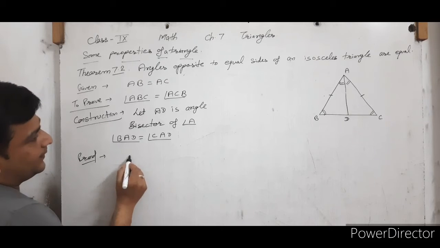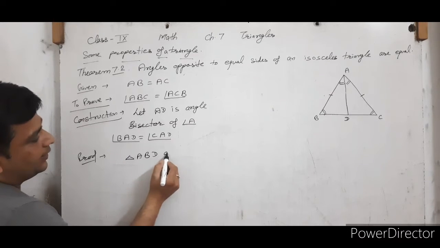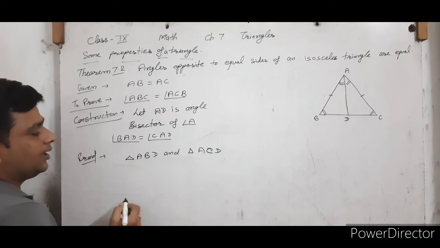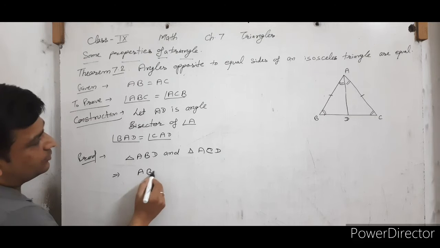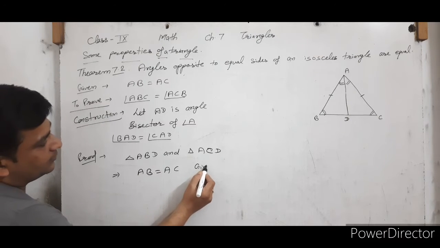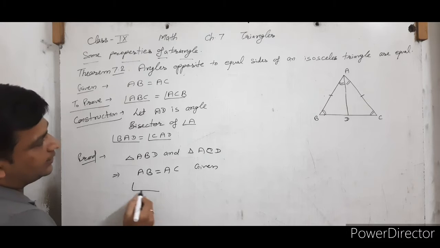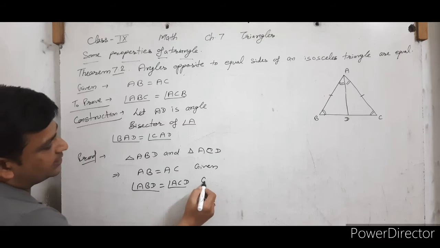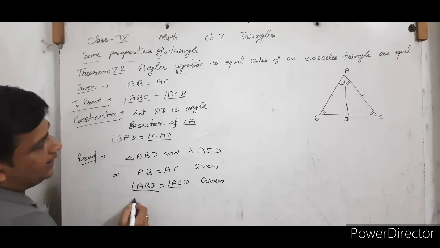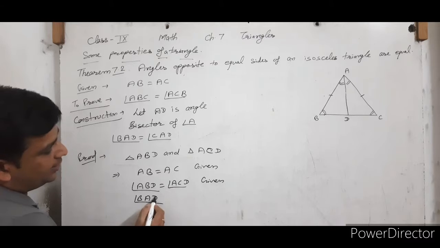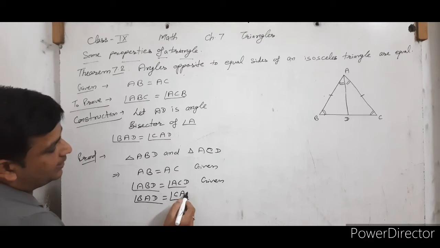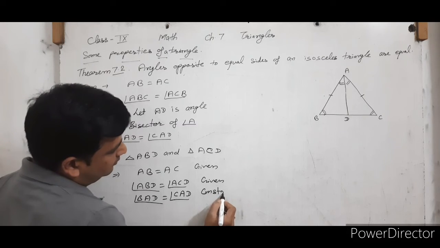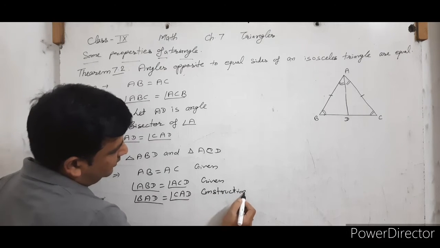Two triangles are there, triangle ABD and triangle ACD. In these two triangles, AB is equal to AC. It's given. Angle BAD is equal to angle CAD, by the construction part.